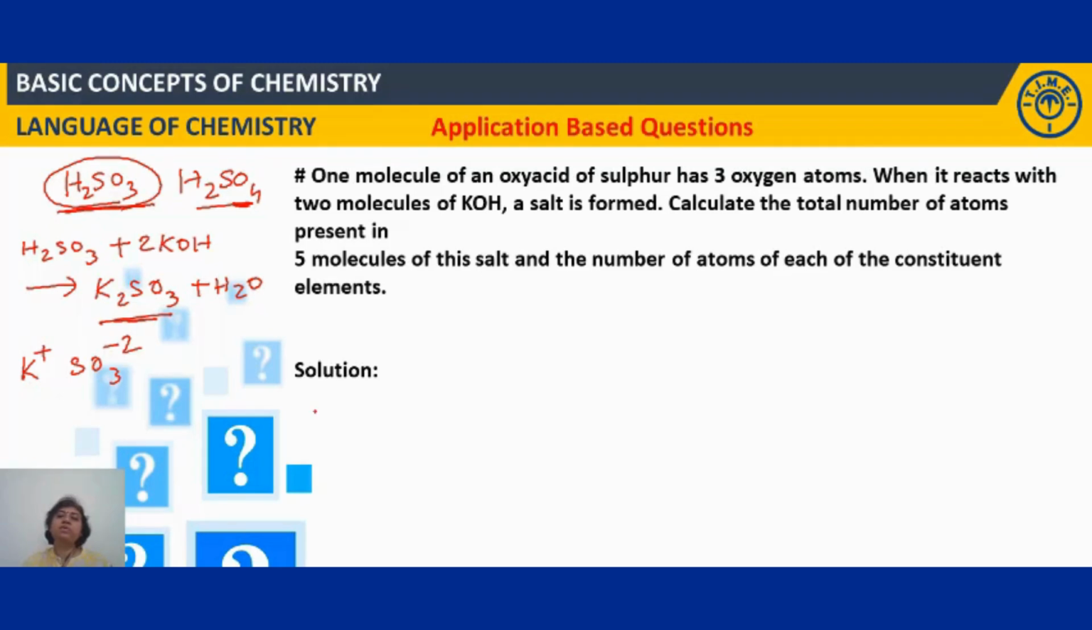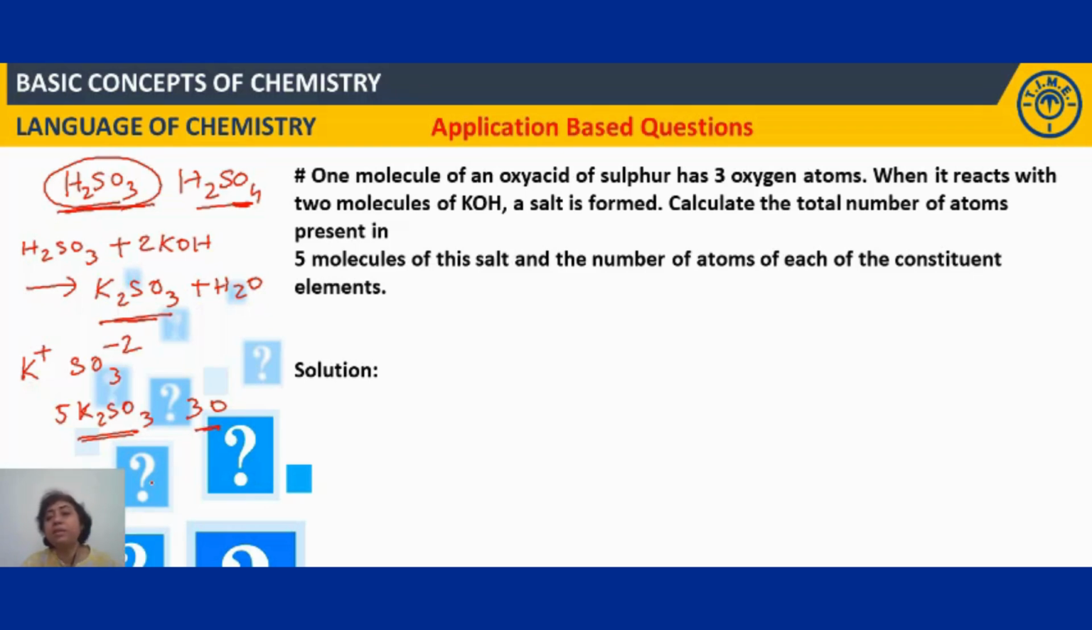Now what you have to do, calculate the total number of atoms present in 5 molecules of the salt. So we have 5 molecules of K2SO3. So in one molecule, how many atoms are there? 2 potassium atoms, plus 1 sulfur atom, plus 3 oxygen atoms. So 2 plus 1 plus 3, 6 atoms in one molecule. So in 5 molecules, 5 into 6 is 30 atoms, right? So the total number of atoms present in 5 molecules of the salt is 30.